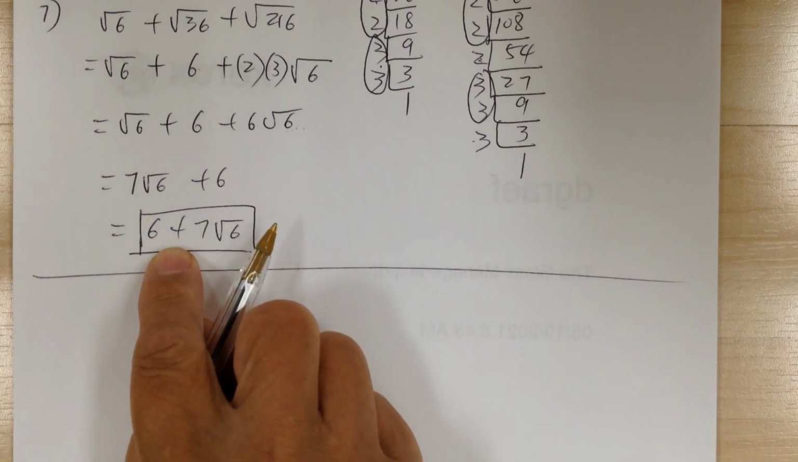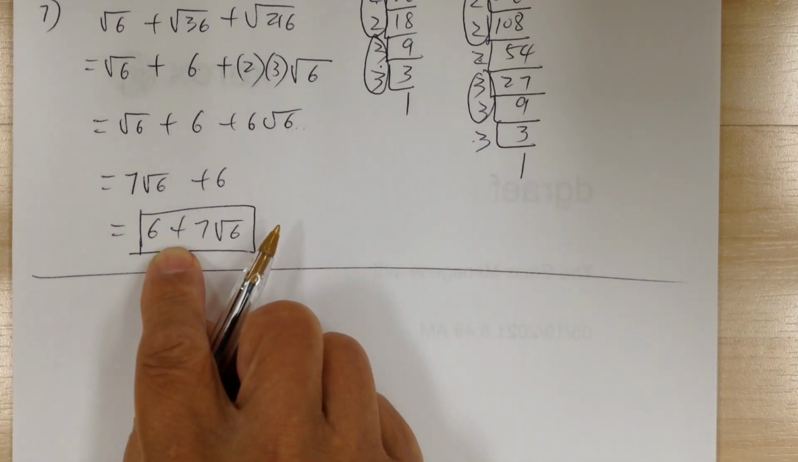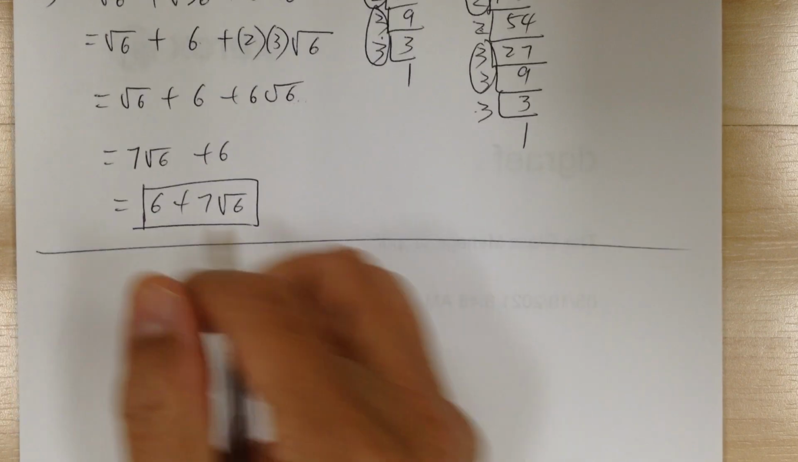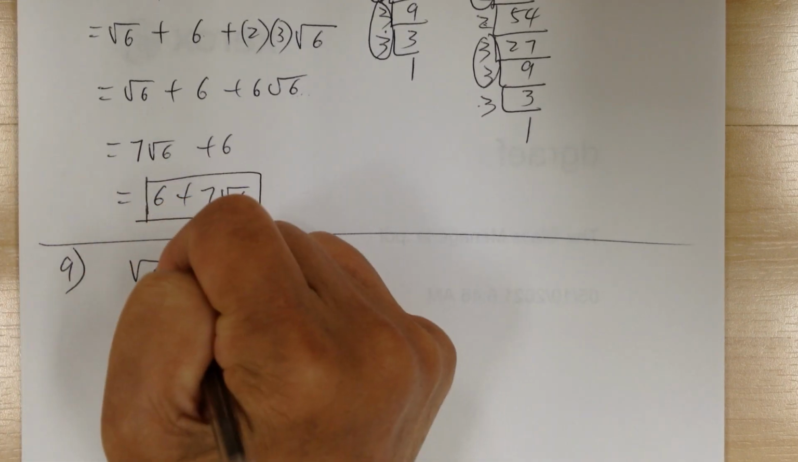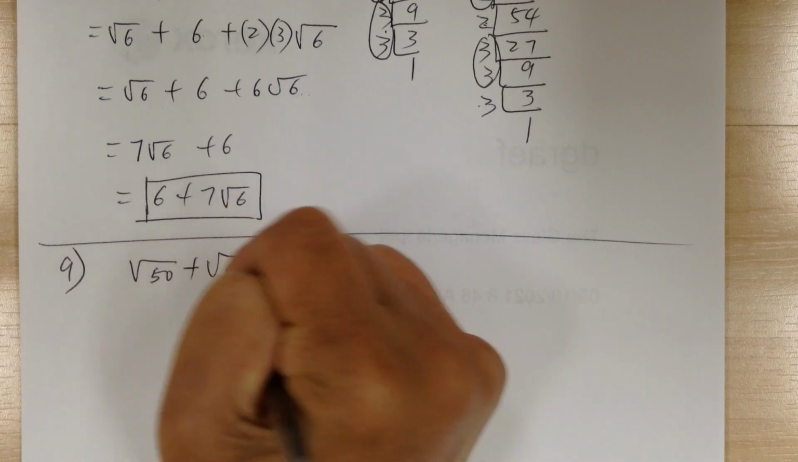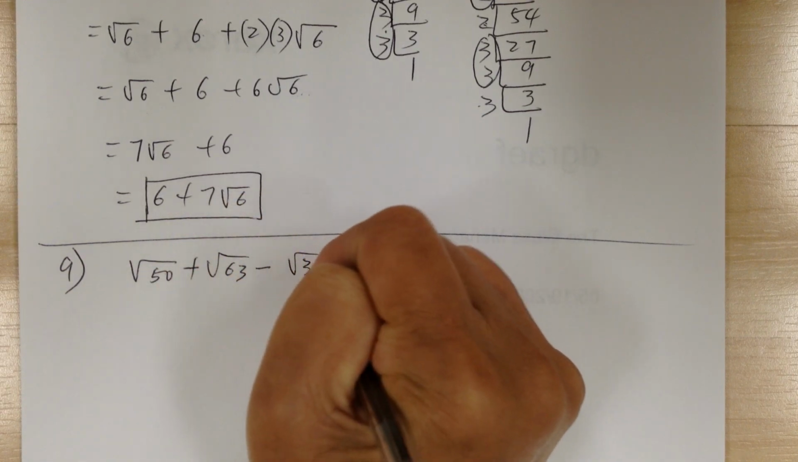So that's for number 7. Okay, number 9. You have square root of 50 plus square root of 63 minus square root of 32.